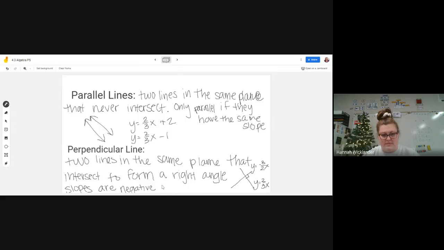Okay, I always misspell this word. So, reciprocals. Okay.